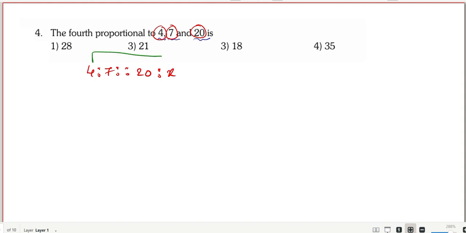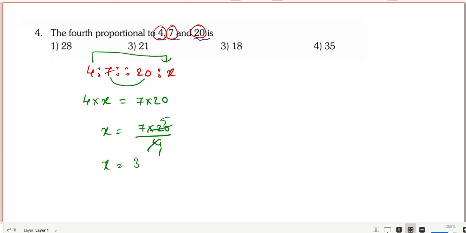Now, by using the formula that product of extremes is equal to product of means, we can write 4 into x is equal to 7 into 20. From this, x is equal to 7 into 20 by 4. 4 ones are 4, 4 fives are 20, so x is 7 fives, which is 35. The fourth option is the correct one in this case.